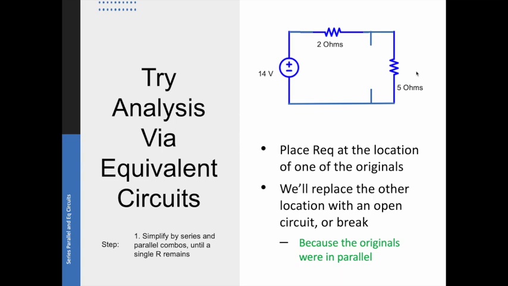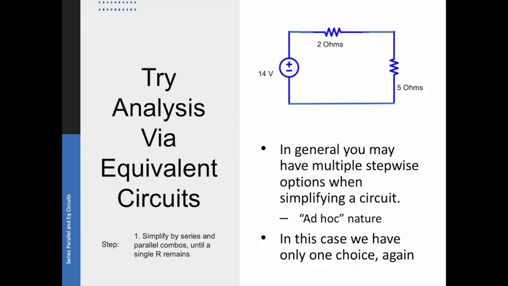Now we want to locate that R equivalent at the location of one of the originals. So I put it here on the right. We replace the other location with an open circuit or break. This is because the originals were in parallel.